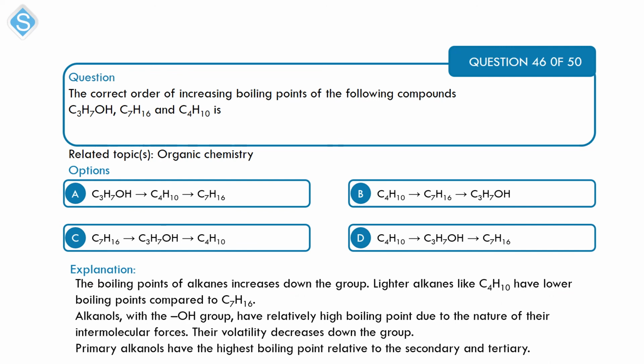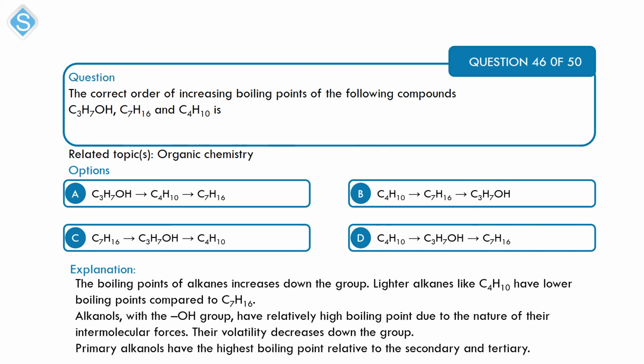Okay, so the boiling point of alkanes increases down the group. Lighter alkanes like your butane would have a lower boiling point compared to heptane. While alkanols with the OH group have a relatively high boiling point due to the nature of their intermolecular force, and their volatility decreases down the group.